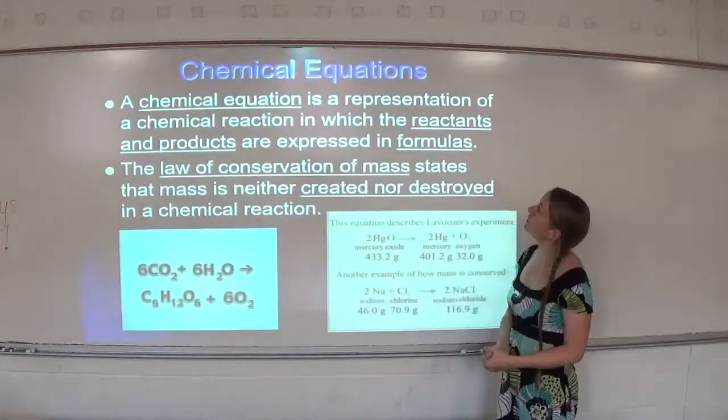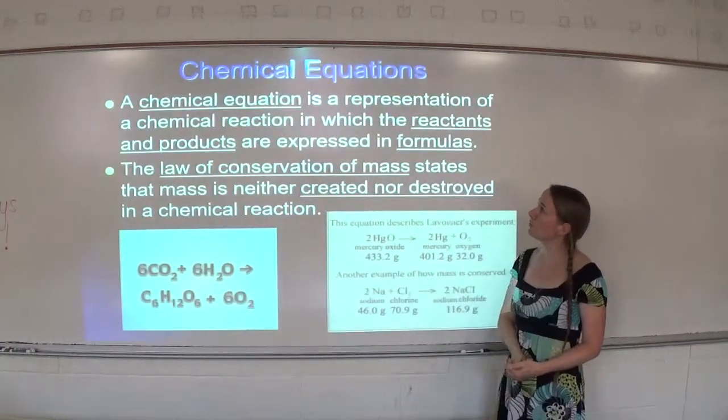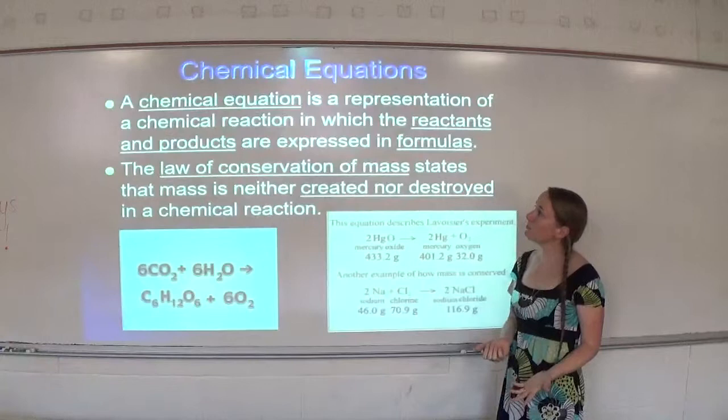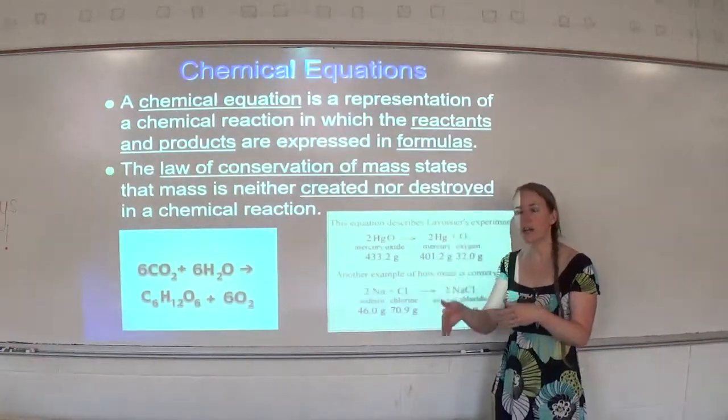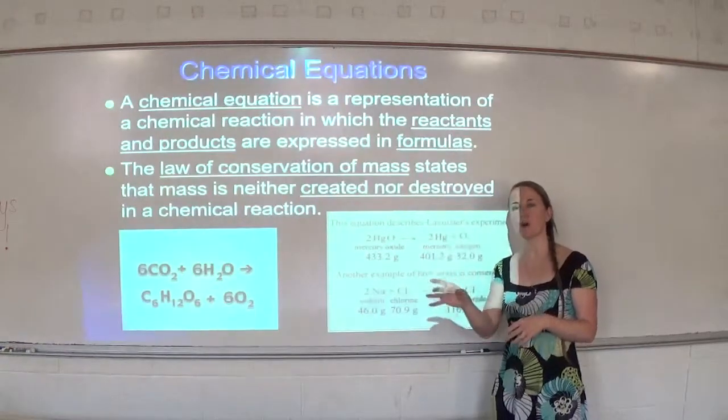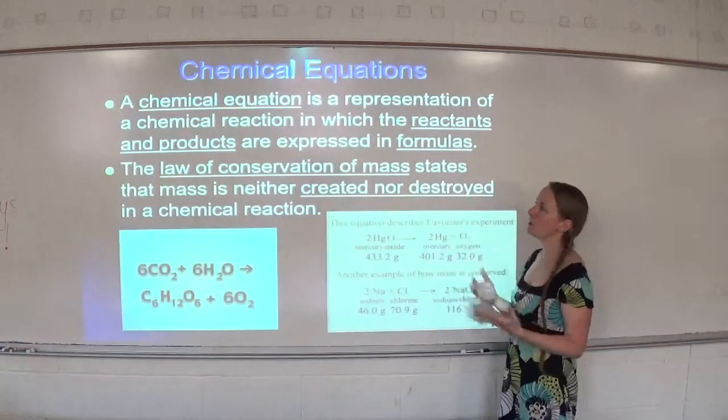A chemical equation is a representation of a chemical reaction in which the reactants and products are expressed in formulas. So instead of saying things like water and sodium chloride, it would be H2O plus NaCl. So we're going to use formulas.